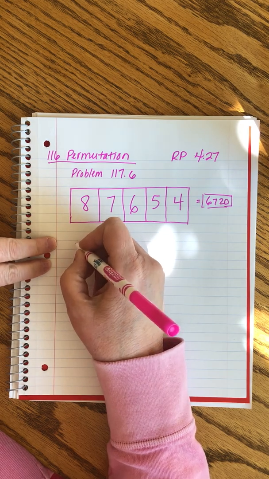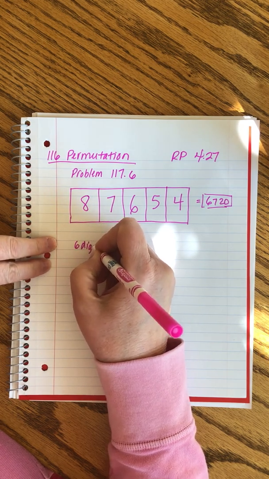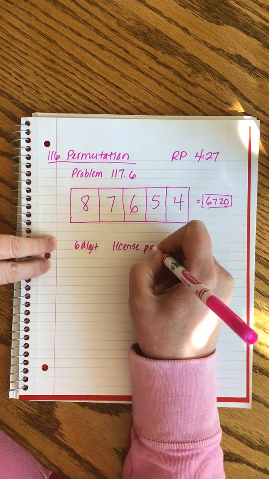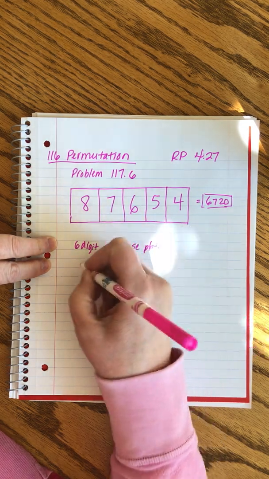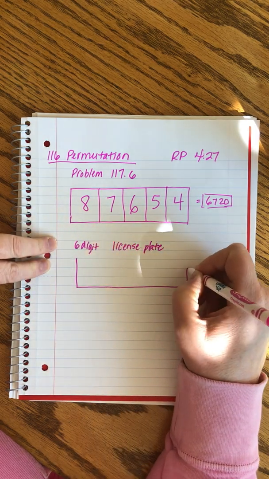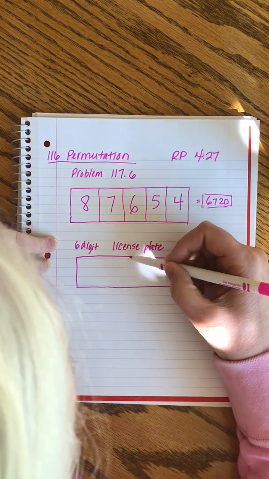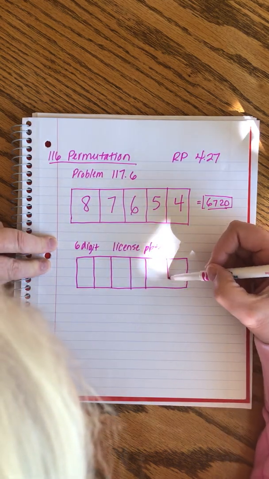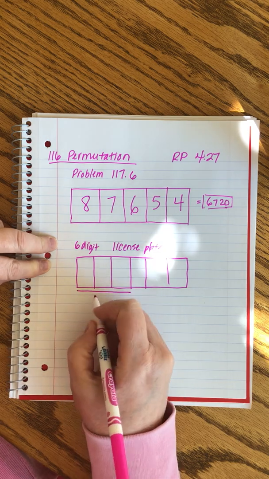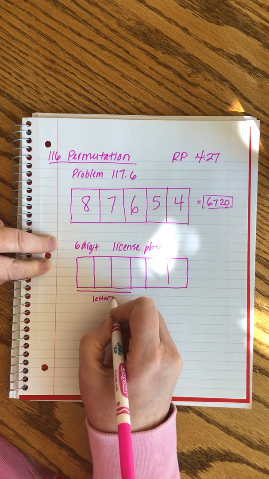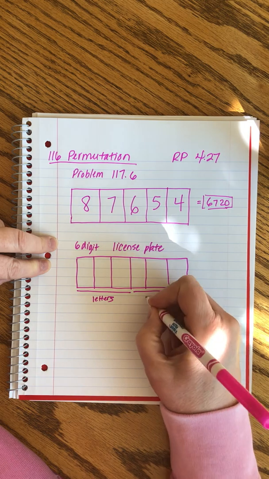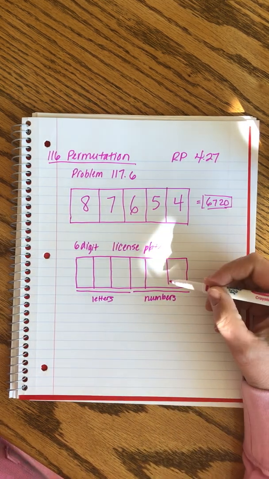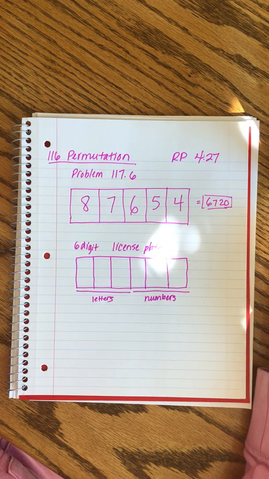It was a 6-digit license plate. There are the 6 different elements. And we were told that the first 3 are letters and the last 3 are numbers. Okay? So, how many different combinations are there?